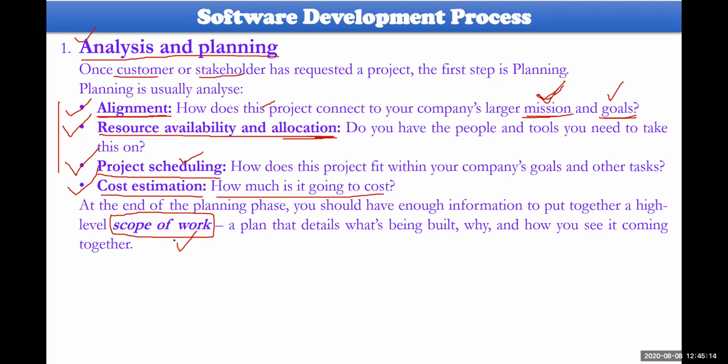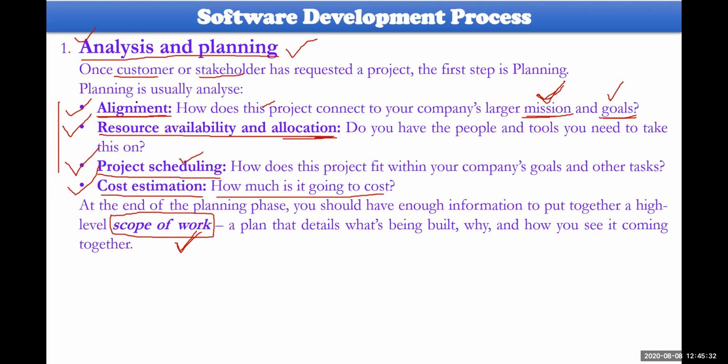Okay, scope of work. This is the blueprint of the entire document. After completion of this particular phase, you will get one document. Based on this document, you have to perform all other operations.